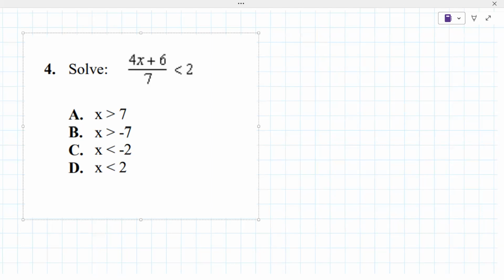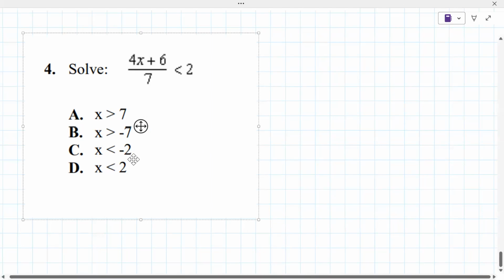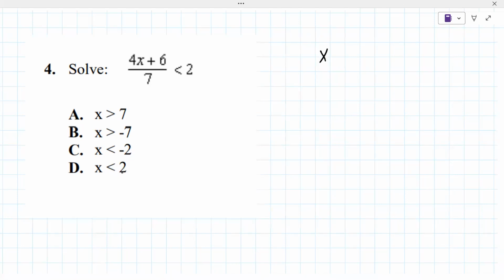Alright. And multiply by 7, 14 minus 6 is 8. X is less than 2. All right, so one of the ways we can do this is we can actually pick a number on both sides of that. Like let's let X equals 1, and then let's let X equals 3. So that's kind of the dividing point.